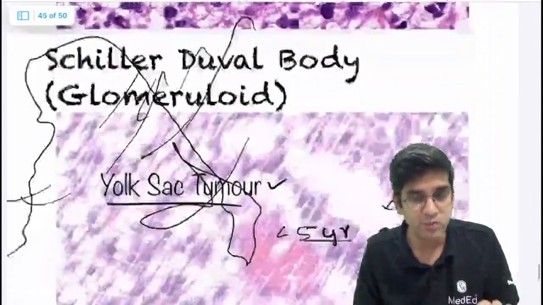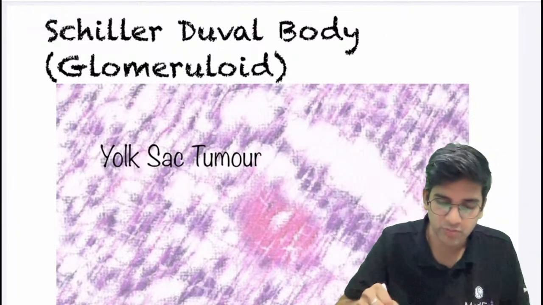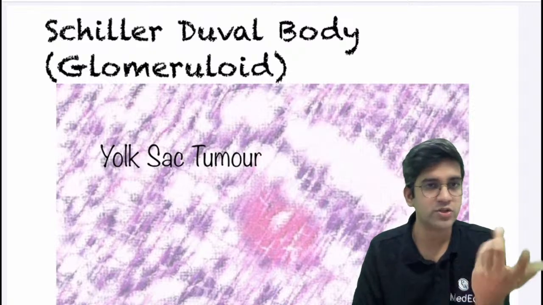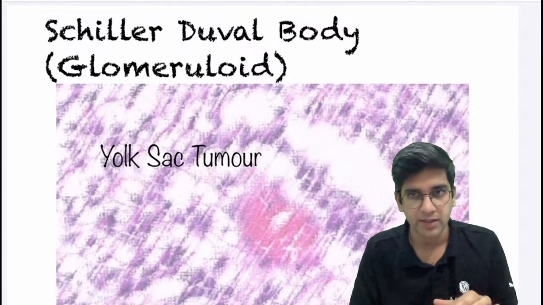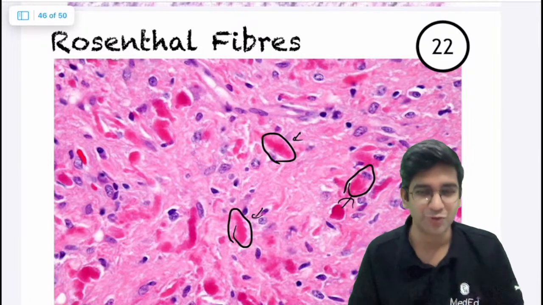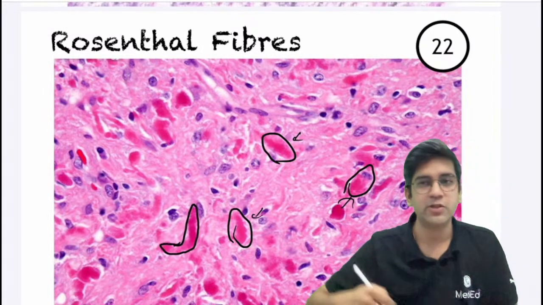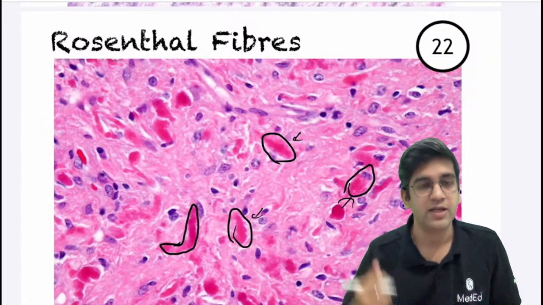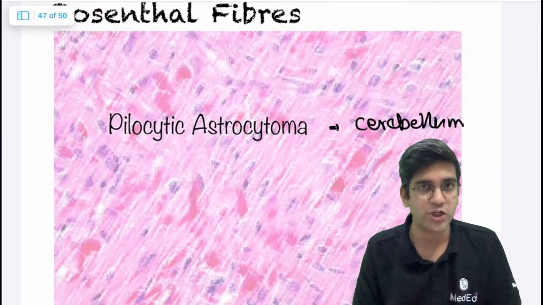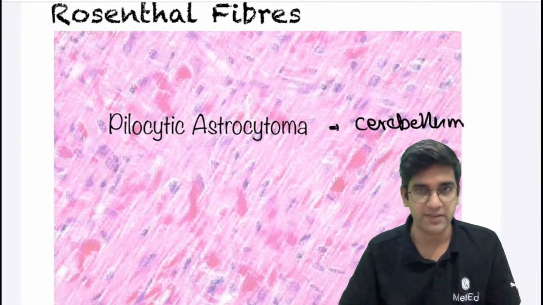Schiller-Duval body is seen in an ovarian tumor called yolk sac tumor. It can be seen both in ovary as well as testes. It looks like a glomerulus, also called a glomeruloid body. Okay. Rosenthal fibers, just two more. When you see a pink elongated structure like this, I call it a Rosenthal fiber. It's a fiber seen in the CNS. A tumor called pilocytic astrocytoma, which happens in the posterior fossa of the cerebellum. So that's where this tumor happens.